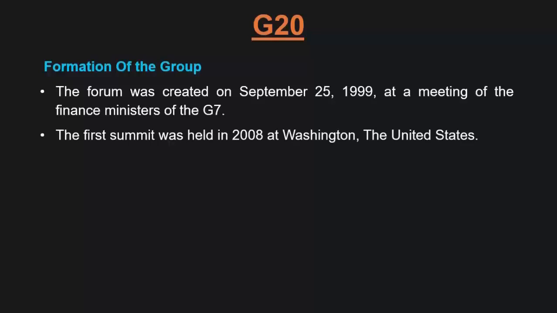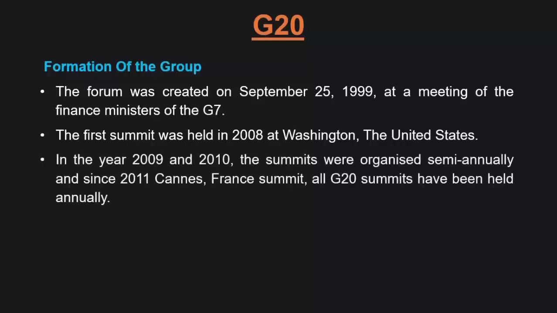The first summit was held in 2008 at Washington, the United States. In the years 2009 and 2010, the summits were organized semi-annually, and since the 2011 Cannes, France summit, all G20 summits have been held annually.